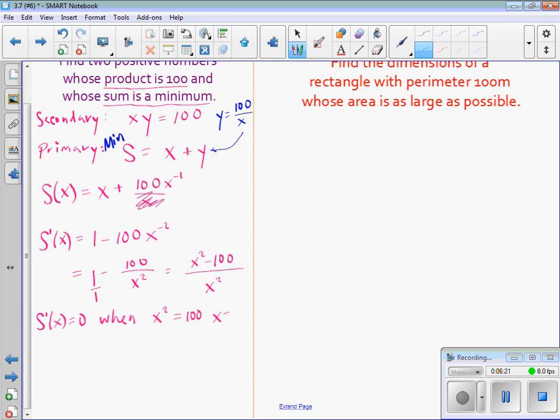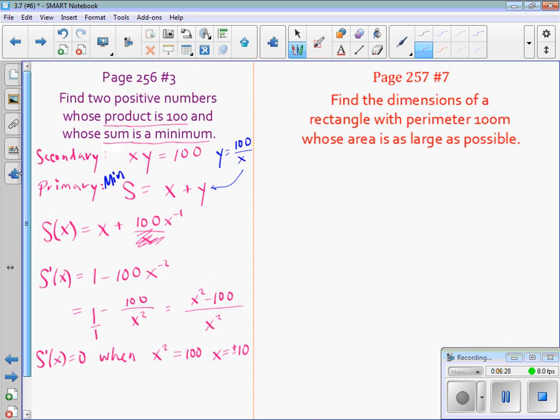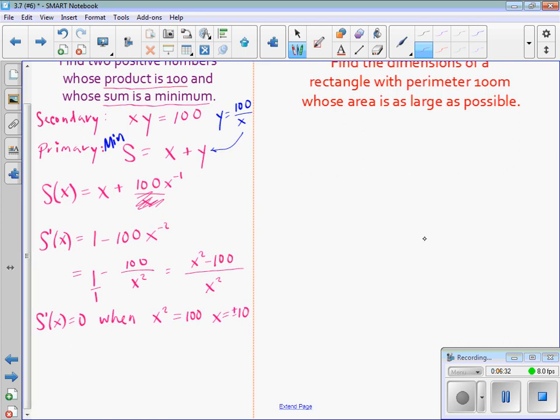So what's x equal? Plus or minus 10. Now, if we read the question, it says find 2 positive numbers. So what can I eliminate here? I can eliminate the negative, right? So I'm just looking at when x is 10.